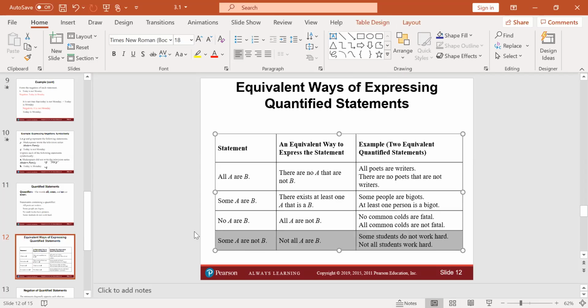And finally, if you're saying that some things in category A are not in category B, it's kind of weird, but what you're saying is that not everything in A is also in B. So, some students don't work hard. If some students don't work hard, there's at least one student out there who doesn't work hard. Now, hopefully that's not you, but I would agree that that's certainly a true statement.